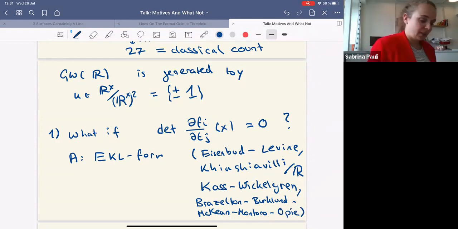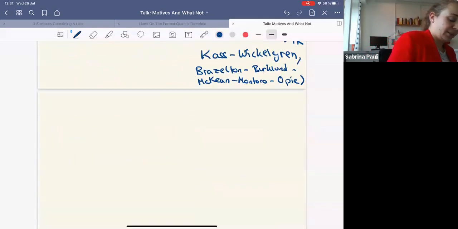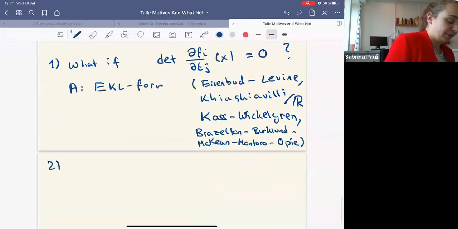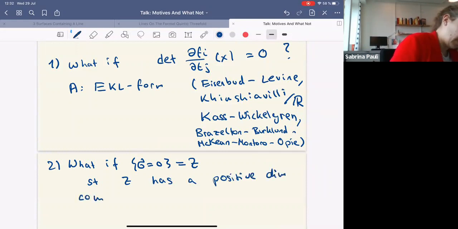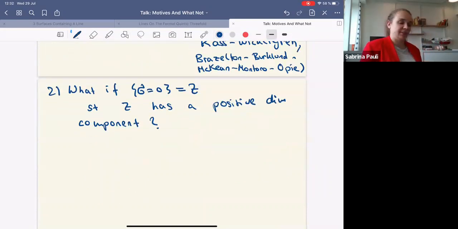So this case is covered, but what about an excess intersection? So what do I mean by this? What if I choose a section sigma is equal to 0, equal to z, such that z has a positive dimensional component? As I already said, this is classically an excess intersection problem. So we want something like an excess intersection formula for oriented Chow.